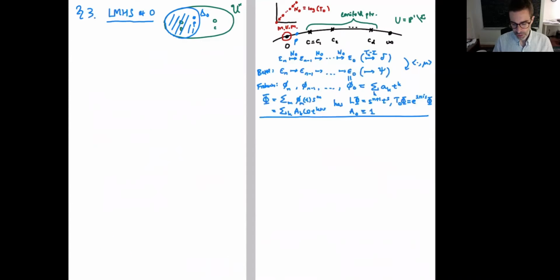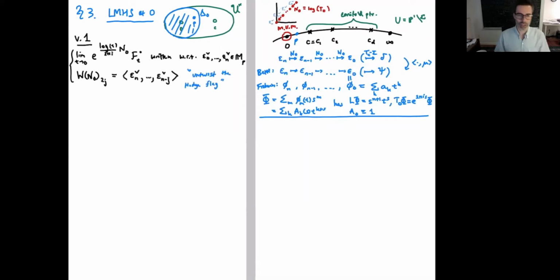So I've collected the stuff that we need to remember over here. The data about the different homology Betti cycles under N_0: epsilon_n goes to epsilon_{n-1}, goes to epsilon_0, and under T_c, minus i goes to psi. These are the corresponding cycles, these are their periods, and these are the Frobenius periods.